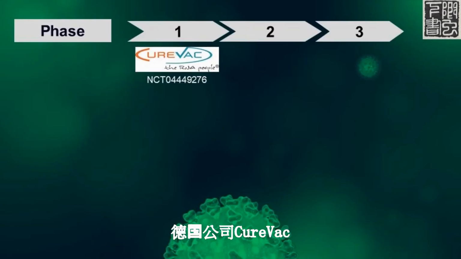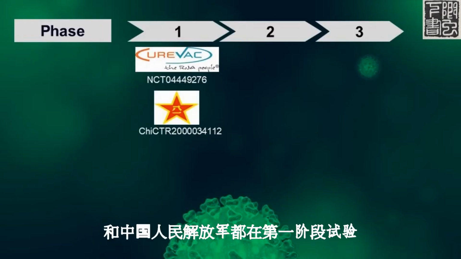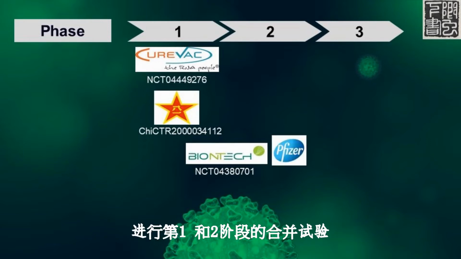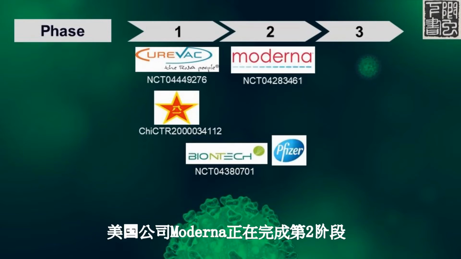CureVac, a German-based company, and the Chinese People's Liberation Army both have their vaccines in Phase 1. BioNTech, another German company, is having a combined Phase 1 and 2 trial with Pfizer, one of the biggest pharma companies. Finally, Moderna, a US company, is finishing up Phase 2 for its vaccine.